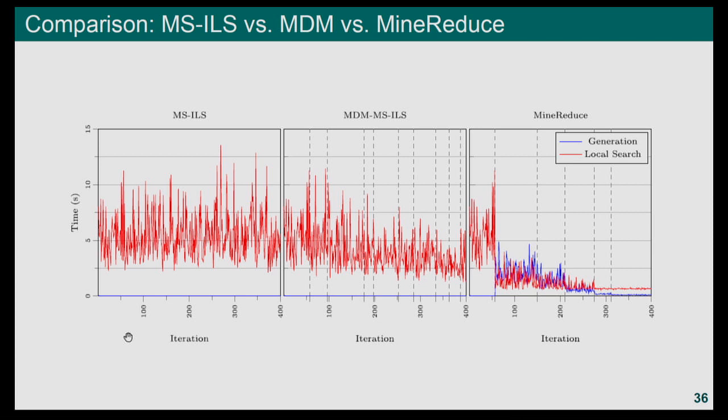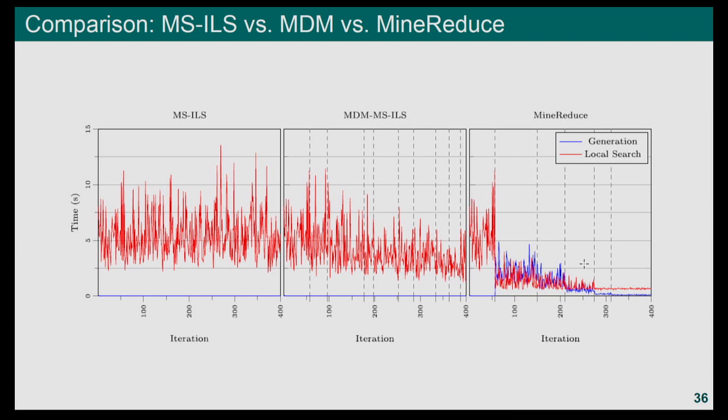And in MineReduced, the generation running time, of course, increases because we do a search on a reduced search space. But this increase in generation time is compensated by a huge reduction in the local search time for the original search space. And the time is reduced every time we mine new patterns.